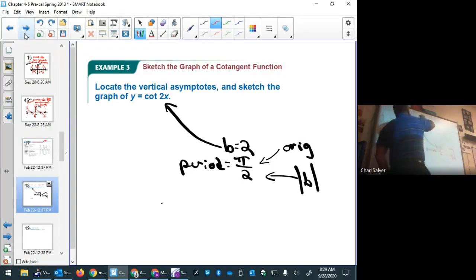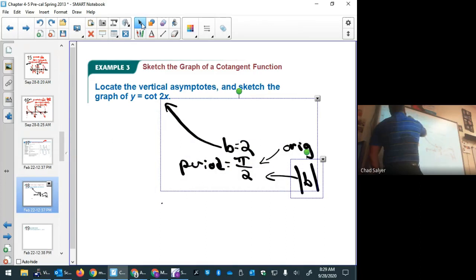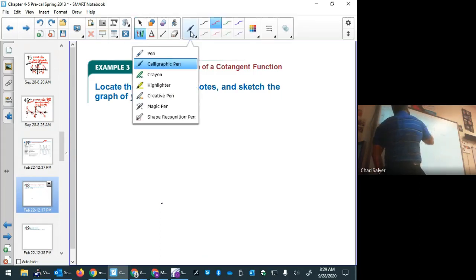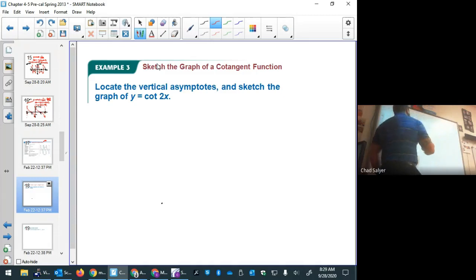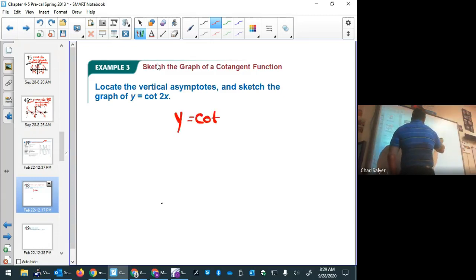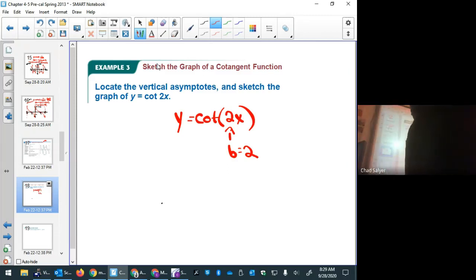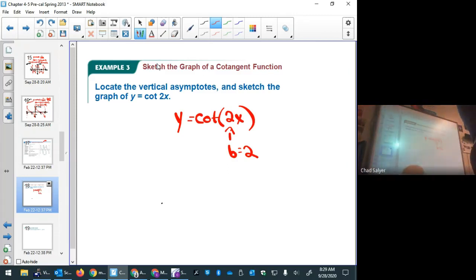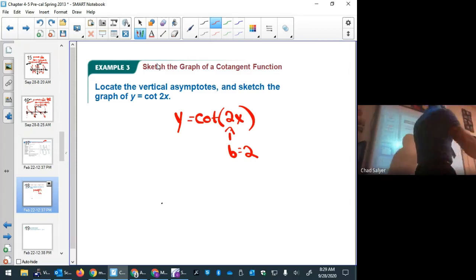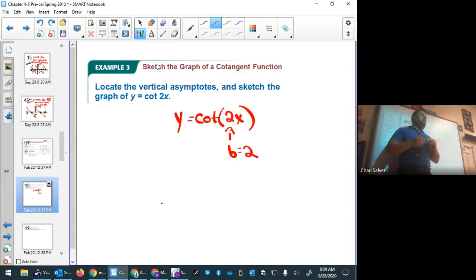So let's sketch the graph of the modified cotangent here. So we've got y equals the cotangent of 2x. So I've got only one parameter here. I've got a b value. So Colby, tell me how that would change my graph. Now that would be a phase shift or a C. B value does something else. Very good. Changes the period.